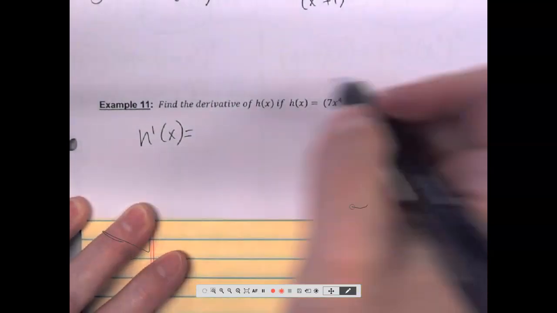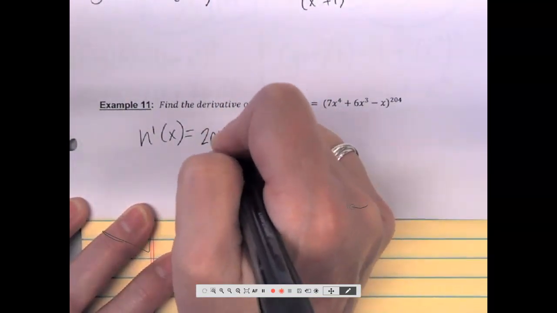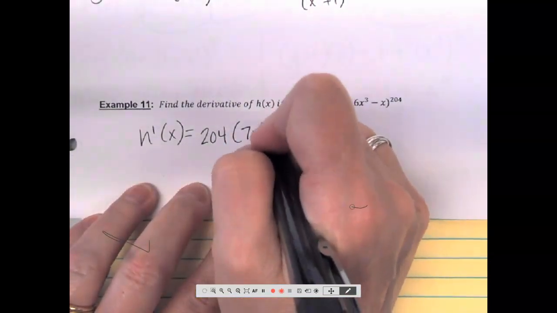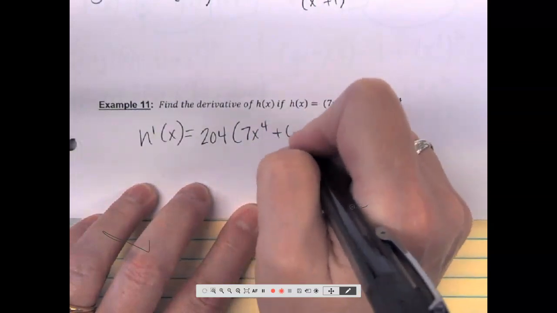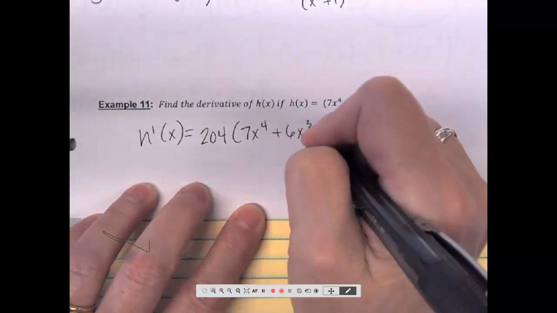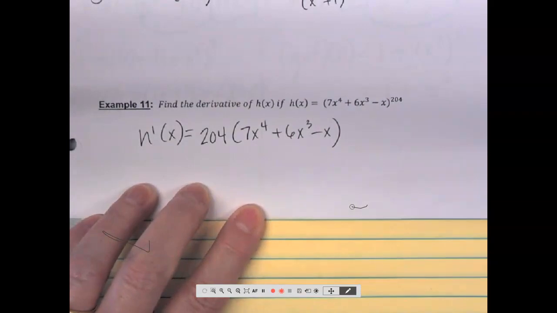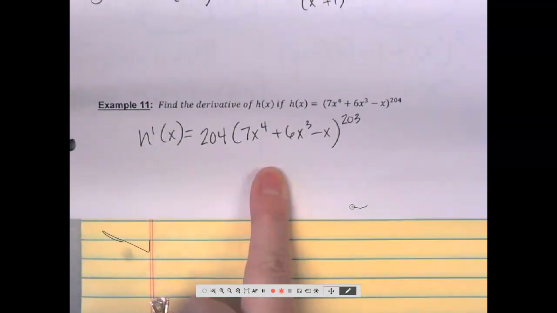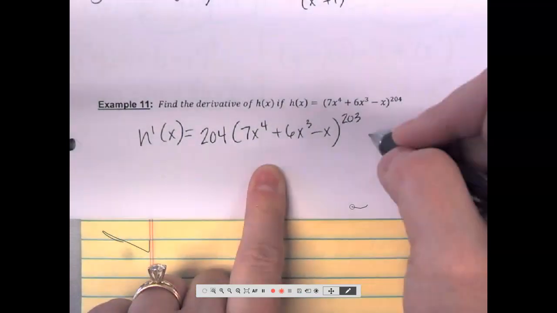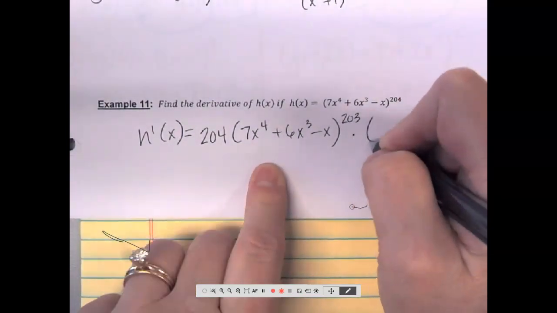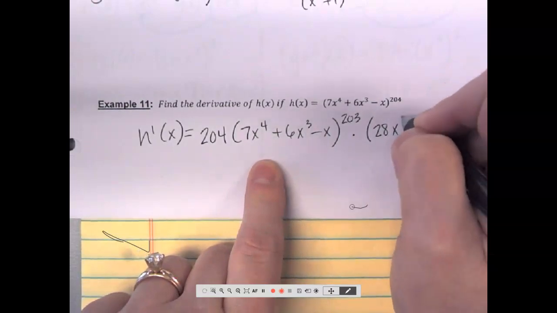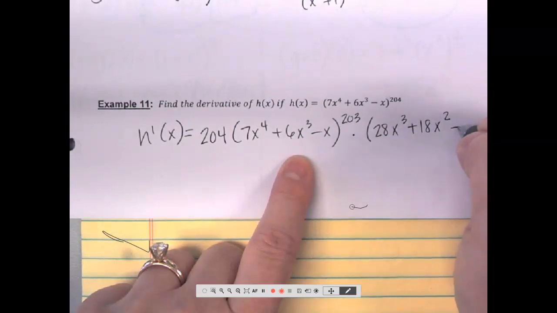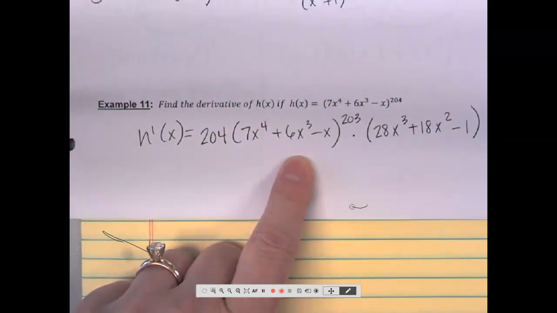We're going to bring that power down, 204, times all that junk, raised to the what? 203. And then we're going to take the derivative inside, multiply it, so times 28x cubed plus 18x squared minus 1. We are done.